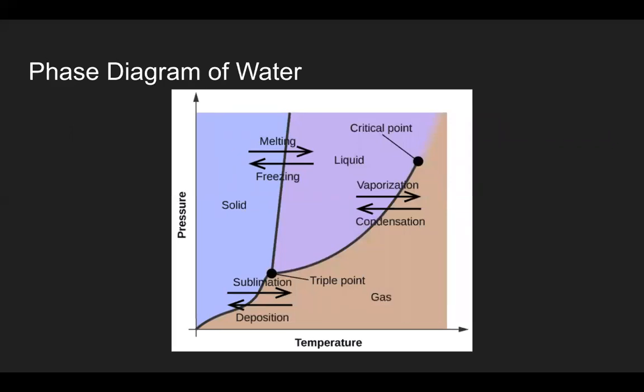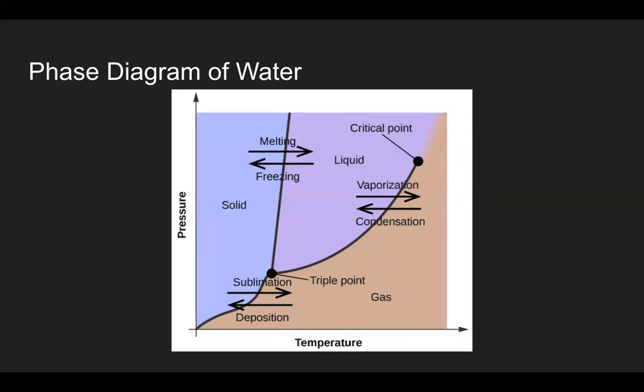As we can see from the axes, temperature lies along the x-axis, whereas pressure is on the y-axis. Here, we can also see arrows pointing from one phase to another. These arrows are called phase changes. For only 3 states of matter, there are 6 types of phase changes: melting, freezing, vaporization, condensation, sublimation, and deposition.